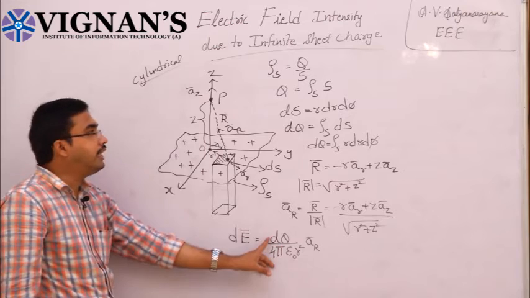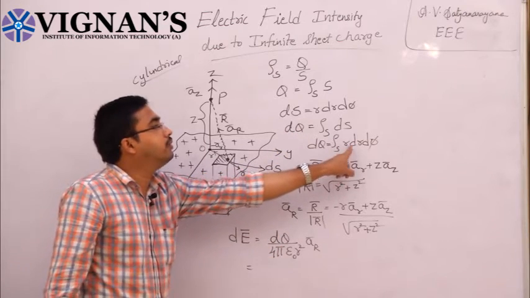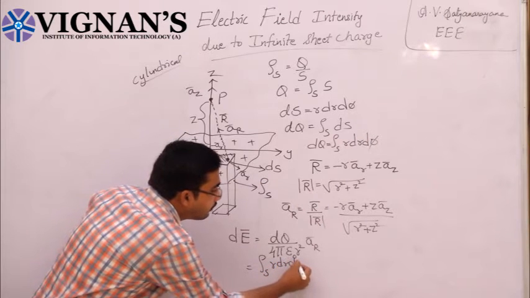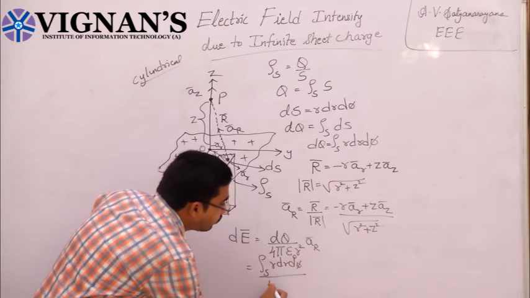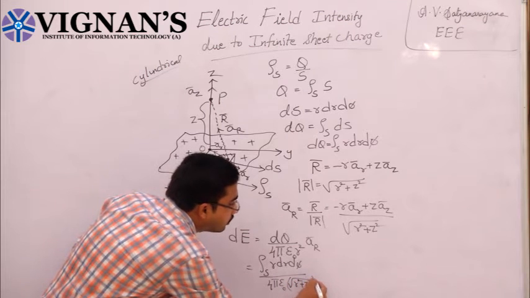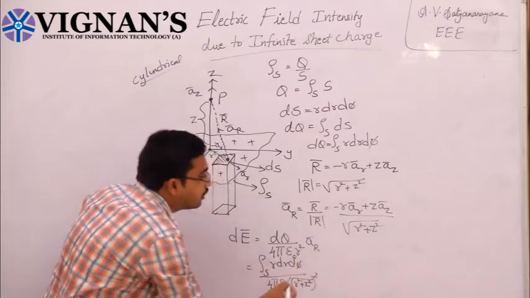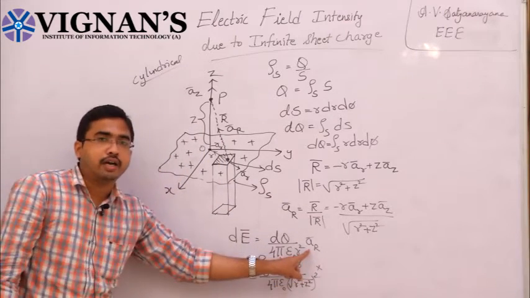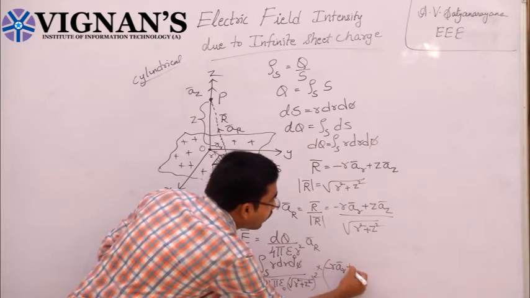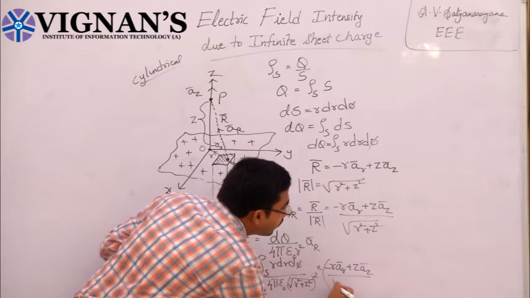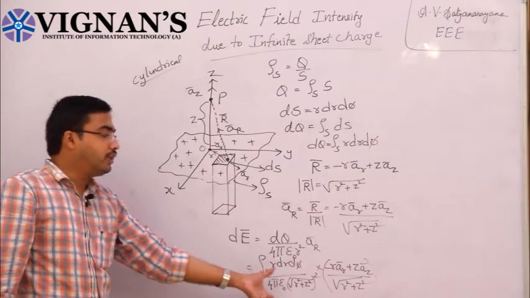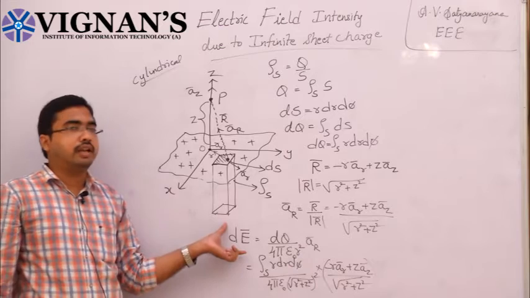And what is the value of dQ? dQ is rho s into r dr d phi. So rho s r dr d phi divided by 4 pi epsilon naught, R is root over r square plus z square whole square, into the unit vector aR, which we have already obtained here. So multiply that: minus r aρ plus z into az divided by root over r square plus z square. Now, we need to solve this expression to obtain the differential electric field intensity.